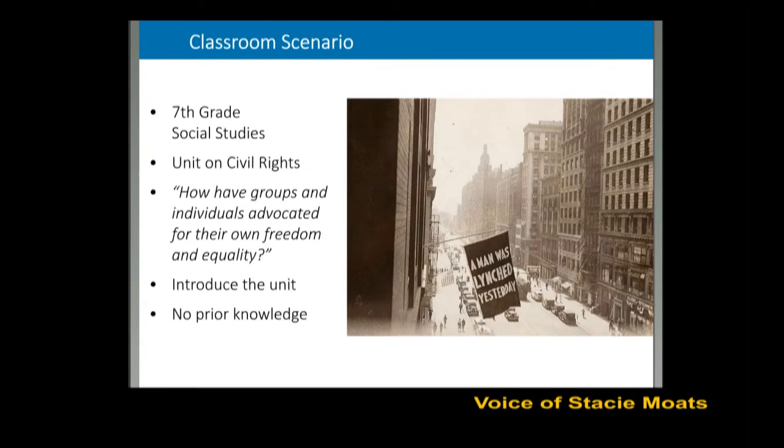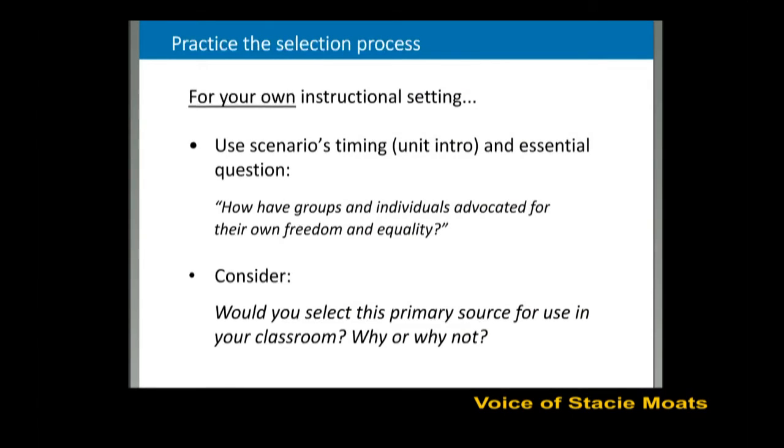And I see Rob has noticed a detail here about the juxtaposition of the American flag in the background. Okay, so let's practice the selection process again, but this time thinking about your own classroom. We'll still keep with the timing. This is going to be for an intro to a unit and our central question, how have groups and individuals advocated for their own freedom and equality? And again, thinking about whether you would use this primary source in your classroom and why or why not.